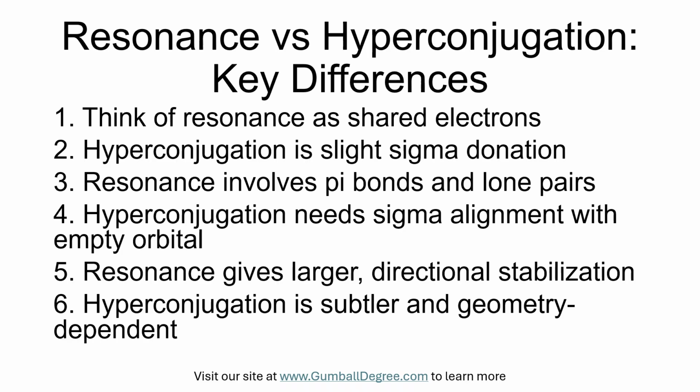It relies on sigma bond electrons aligning with an adjacent empty or partially filled orbital, like a carbocation or radical, to lower energy. Resonance effects are often larger and more directional, while hyperconjugation is subtler and depends on how many neighboring sigma bonds can interact.